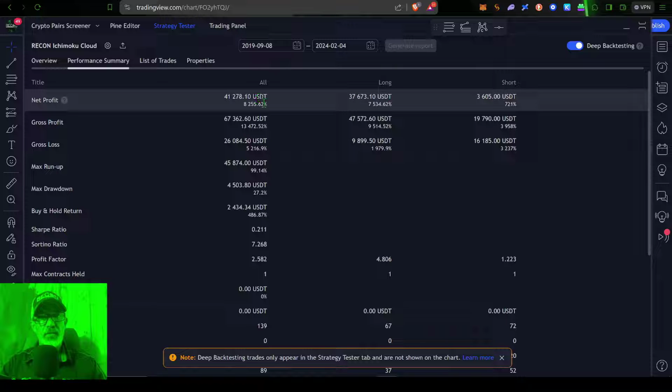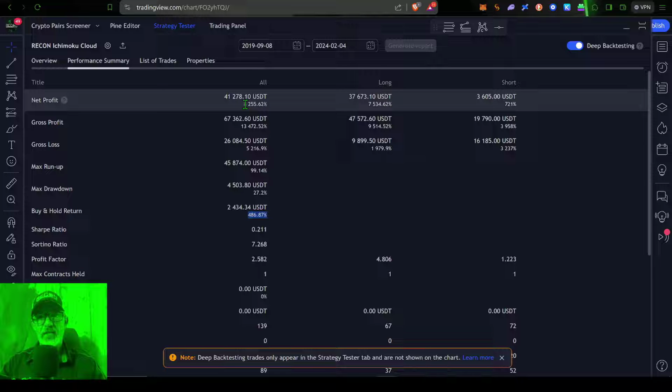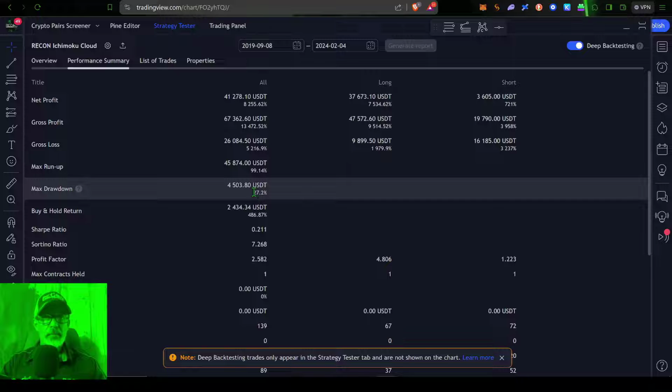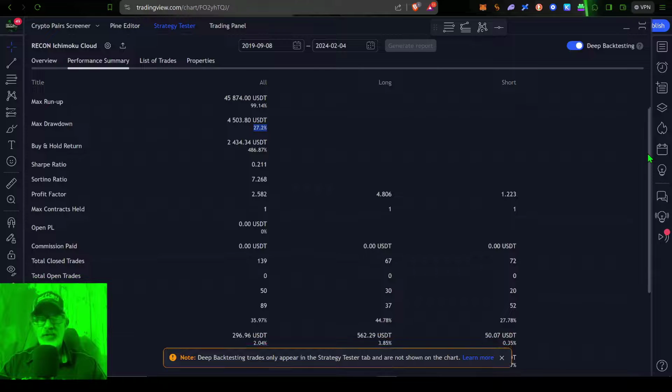Now, if we click on performance summary, we'll get a little more details. You can see again, the total profit was at 8,200%. And what I like to compare that to is how did that perform versus buy and hold? Now, if I bought and held Bitcoin in September of 2019, my buy and hold return would be 486%. Not a bad return for just buying and holding. However, utilizing this strategy, we're looking at more like 8,000%. And again, the maximum drawdown was 27%, so well within industry standards.